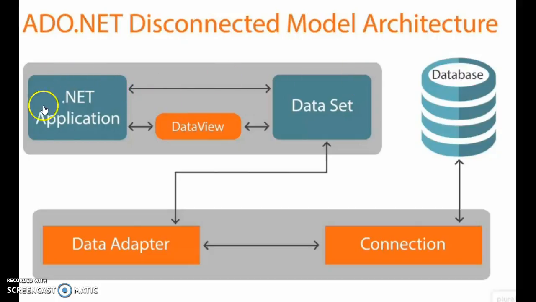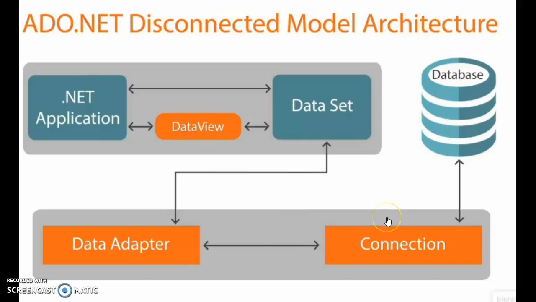So, imagine this is your .NET application. This is what you're going to be writing. And this here is your database. You know where this database is. The first thing you have to do is make a connection between your application and the database, and that's what this is. So you're going to open a connection, and once that connection is open, data can start flowing between your application and the database.